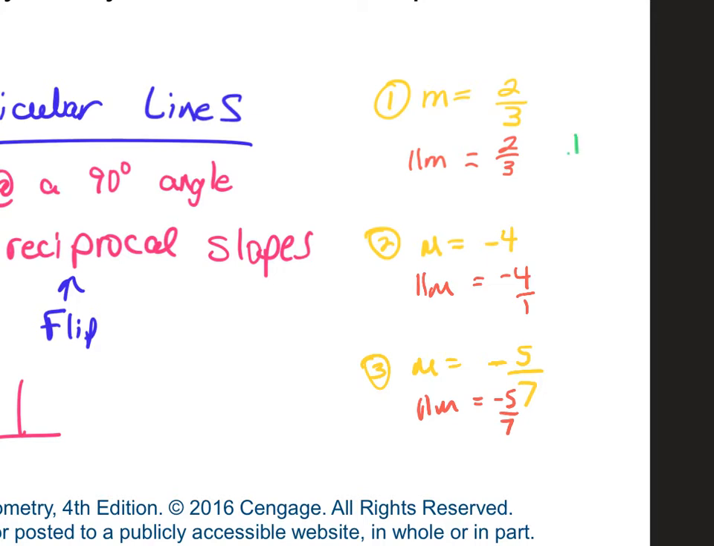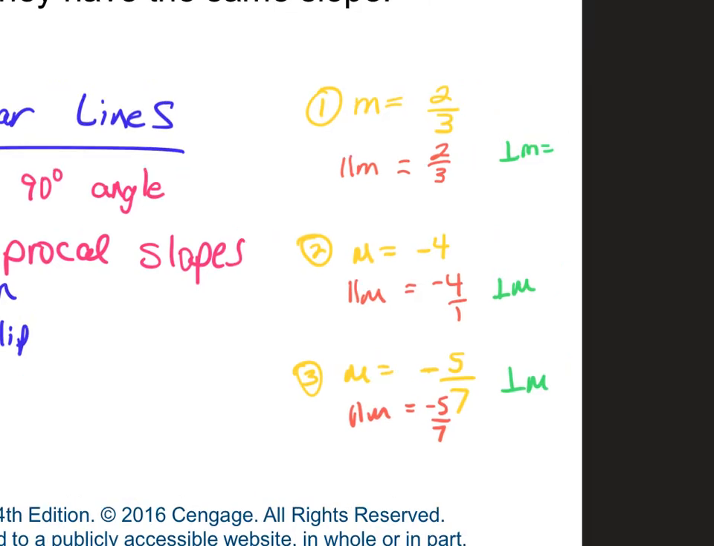If I asked you for the perpendicular slope, what are the two things that perpendicular slopes are? Opposite signs and the reciprocal. Perfect. So this is a positive 2/3. I'm going to make it negative. And reciprocal means to flip. So it's going to be 3/2. Very important that you guys see that.